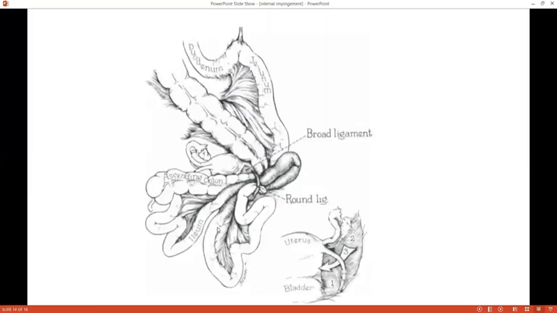So this is not the case. This is not for this particular patient. This is just for describing how it happens in the broad ligament herniation. What you can see here is this is the round ligament. And what has happened is that the intestine has herniated through the round ligament like this and has landed into obstruction. So this is what happens in internal herniations.